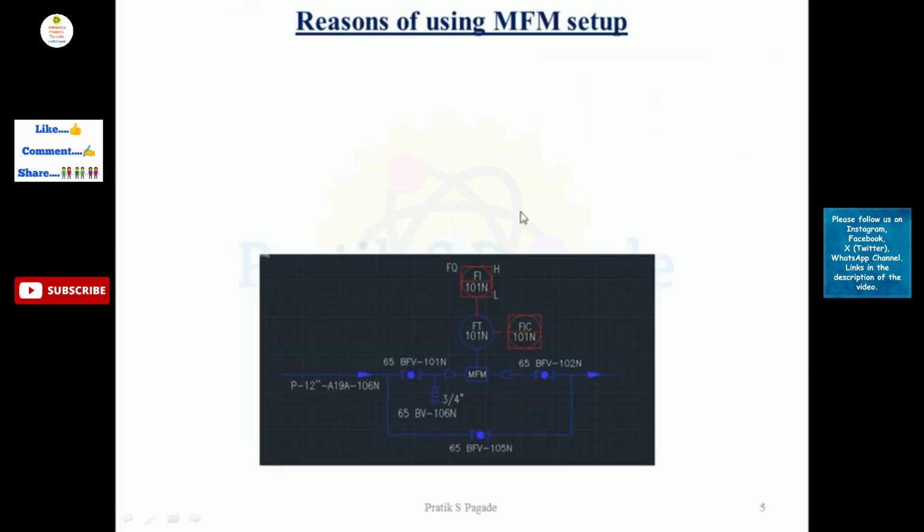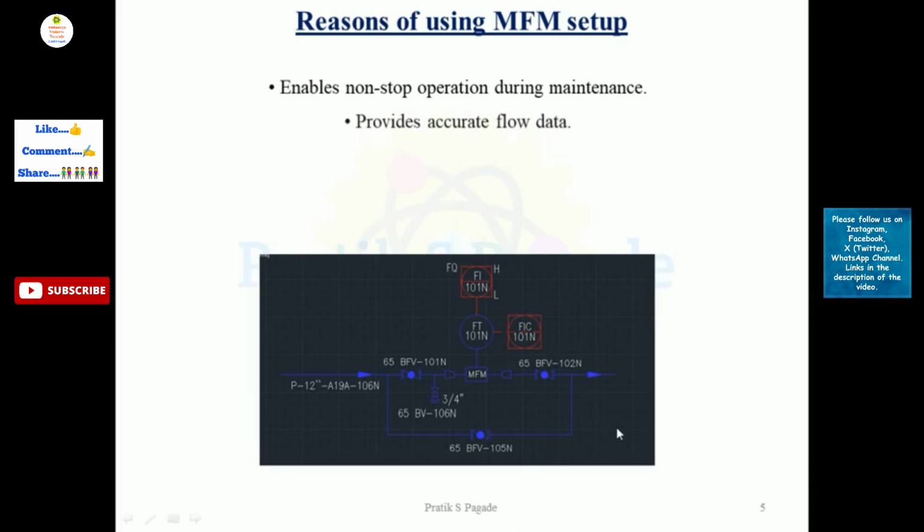Okay, so let's see the reasons of using MFM setup. First, it enables non-stop operation during maintenance, as we have used here bypass line. That's why. So it provides accurate flow data, as MFM measures the flow, and as we can see here, FT sends the signal to FI and FIC. FI indicates the flow rate and FIC sends the signal as per the set point to the flow control element. For example, flow control valve to adjust to send the required flow as per the further system requirement.